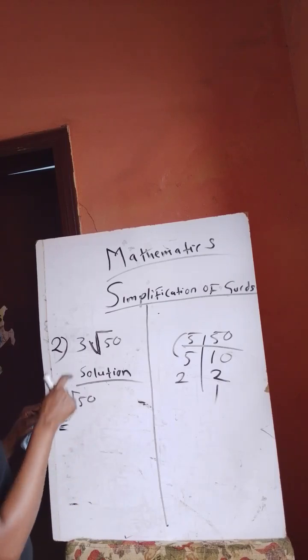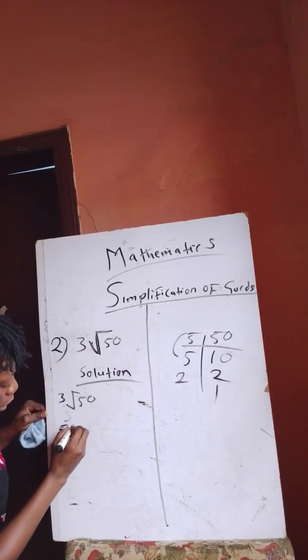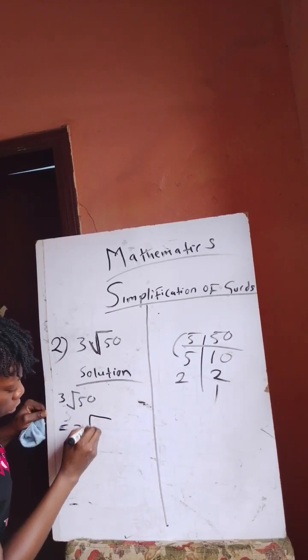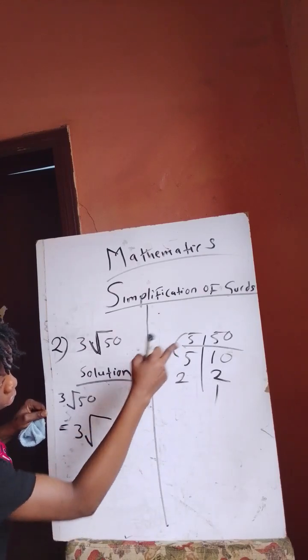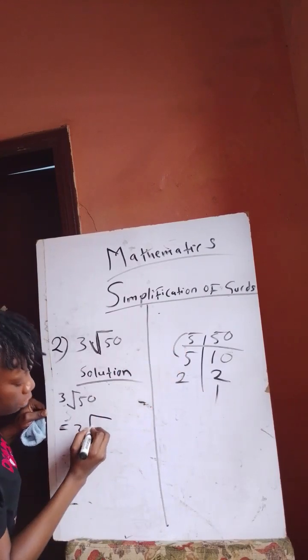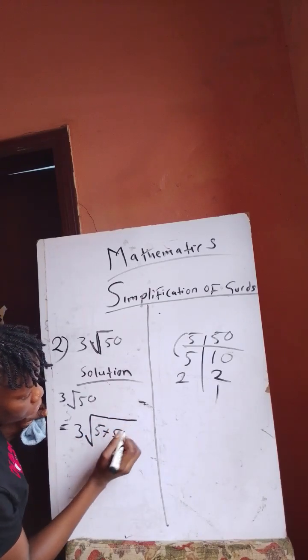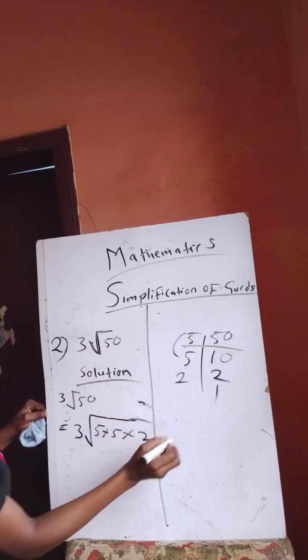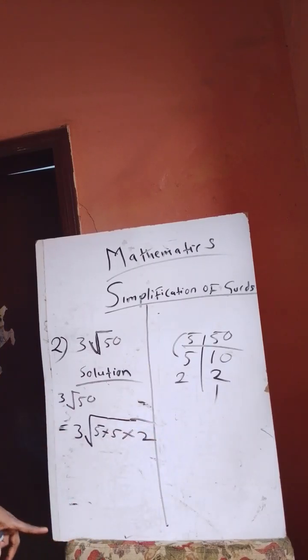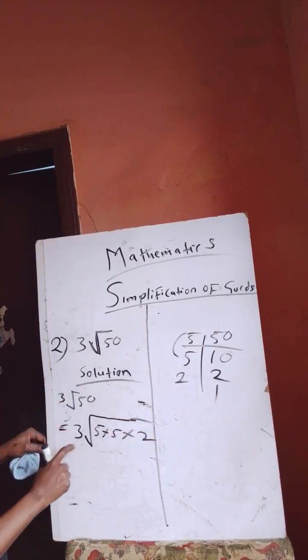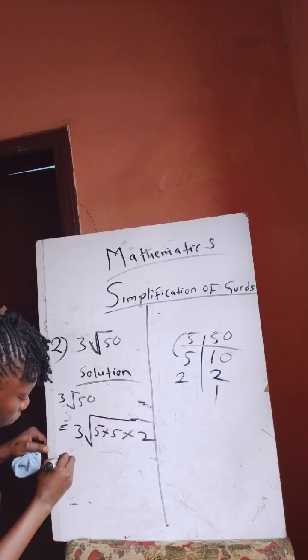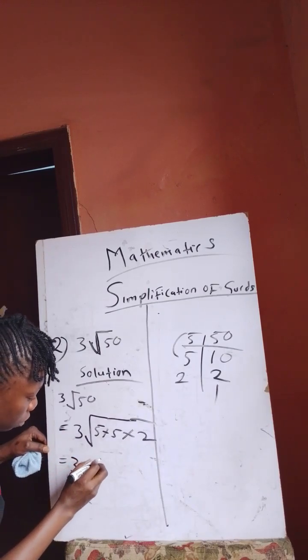So don't forget your 3. You have to bring it down. 3 root, 5 times 5, that's a 5 times 5 times 2. I see what I'm doing. So this your 3 is still coming down. 3 root.